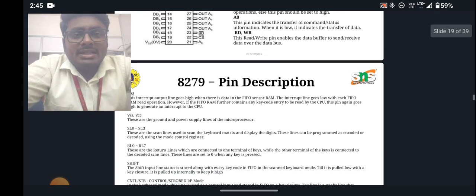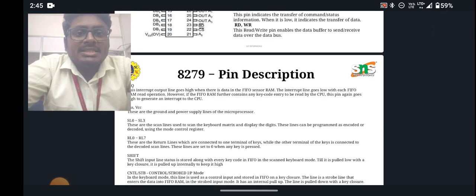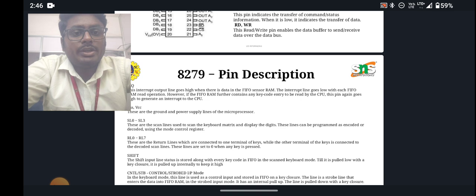We already saw that SL0 to SL3 are the scan lines used to scan the keyboard matrix and display the digits. These lines can be programmed as encoded or decoded using the mode control register. RL0 to RL7 are the return lines which are connected to one terminal of keys, while the other terminal of the keys is connected to decoded scan lines. These lines are set to 0 when any key is pressed.